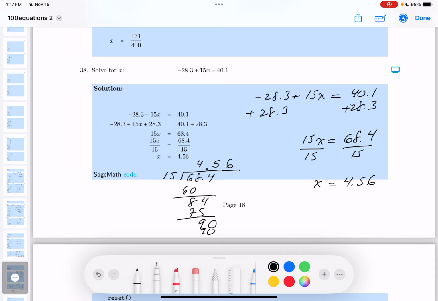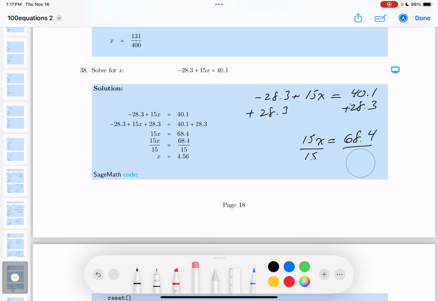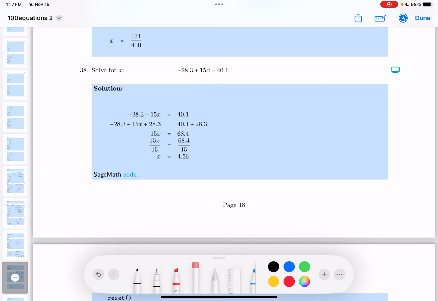Now, certainly there's another way to do it. I'm going to get my eraser out. We got an answer of 4.56. Let's put another way down. So minus 28.3 plus 15x equals 40.1, and I can multiply both sides by 10. The reason for that is it gets rid of the decimal point. What do you get over there? Minus 283 plus 150x, and over here 401.